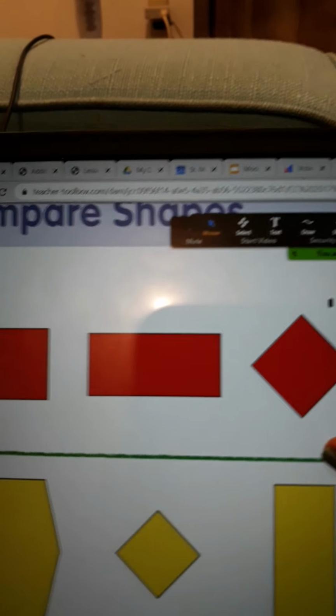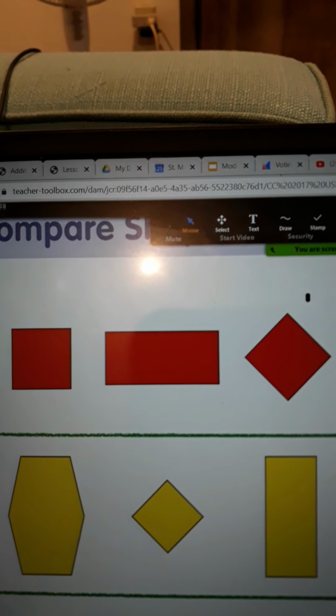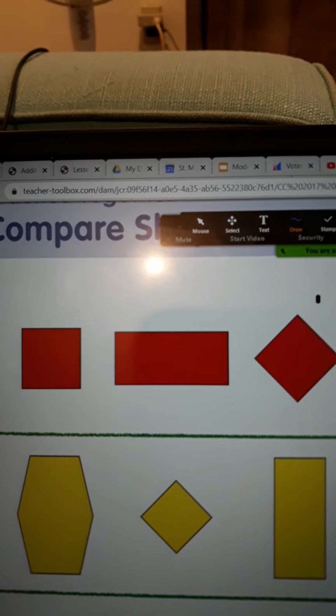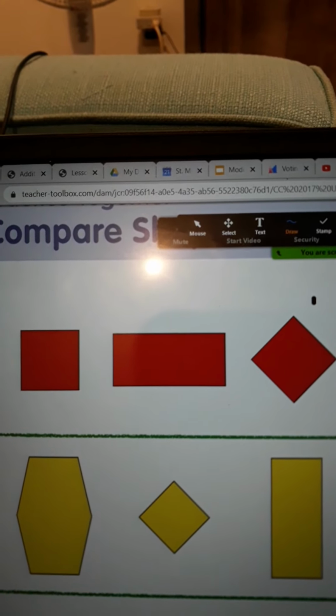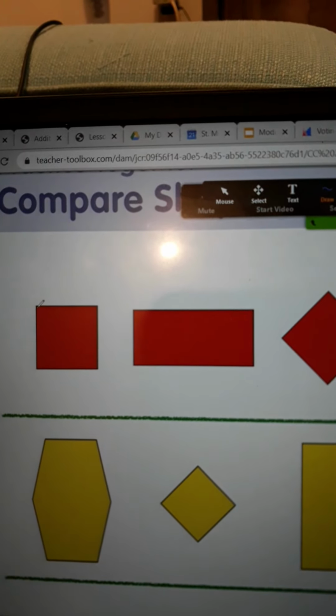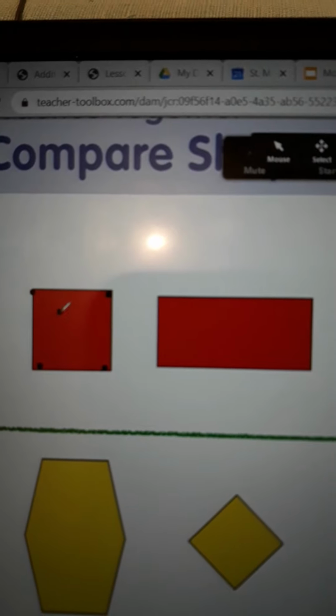Now, let me make it a little bit smaller so we can see it better. I'm using Zoom to try and help us with the quality, so let me know if it made a difference. Let's count the corners. 1, 2, 3, 4. So we have 4 corners here.